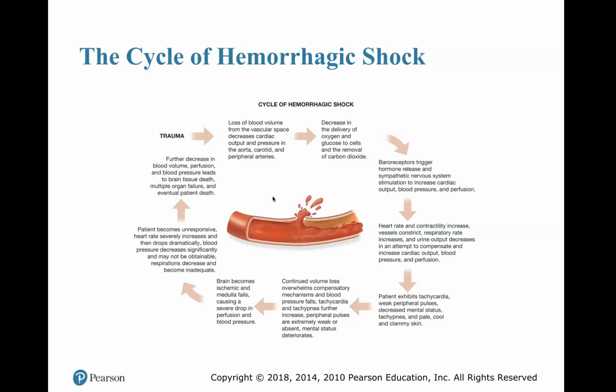The brain becomes ischemic and the medulla fails, causing a severe drop in perfusion and blood pressure. The patient becomes unresponsive. Heart rate severely increases and then drops dramatically. Blood pressure decreases significantly and may not be obtainable. Respirations decrease and become inadequate. Further decrease in blood volume, perfusion, and blood pressure leads to brain tissue death, multiple organ failure, and eventually patient death. So that's how the body starts compensating first and then starts decompensating.